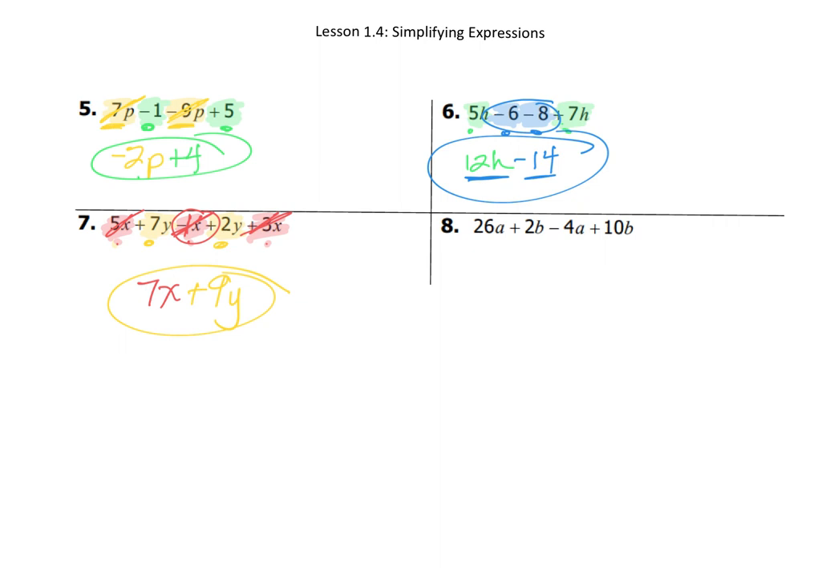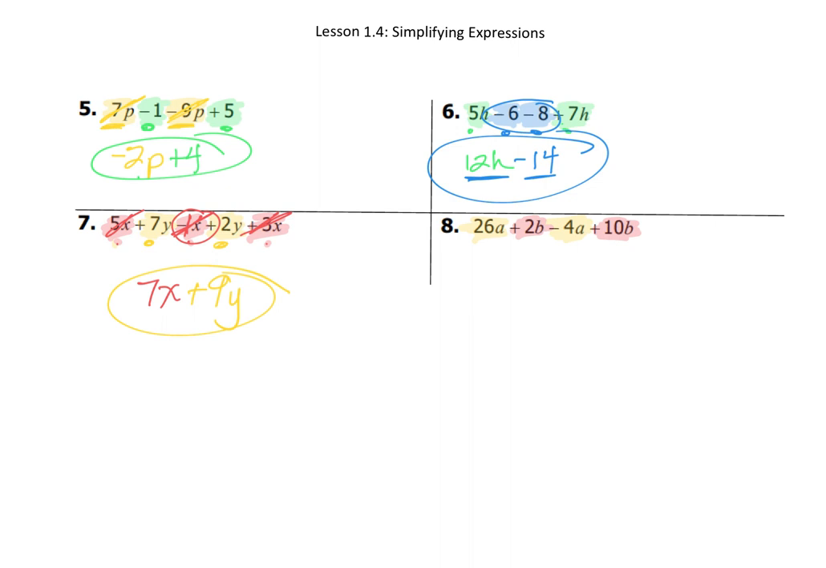Okay, finishing up on this page or slide with number 8, we have 26a plus 2b minus 4a plus 10b. So a terms go with a terms, and b terms go with b terms. So 26a goes with negative 4a. 2b goes with positive 10b.